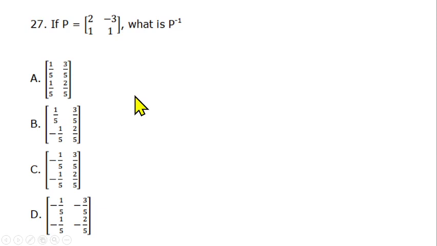Question number 27 is also from the matrix. You have to find the inverse of this matrix P. And how do you find the inverse of a 2 by 2 matrix? Inverse of a matrix is the adjoint of the matrix divided by the determinant of the matrix. So we need to find the determinant of this 2 by 2 matrix first. How do you do that? Cross multiply and you subtract. So 2 times 1 will give us 2. Then minus 2 times minus 3 gives us minus minus 3 again. So minus times minus will give us plus. So you have 2 plus 3 will be 5. So the determinant of this matrix is 5.